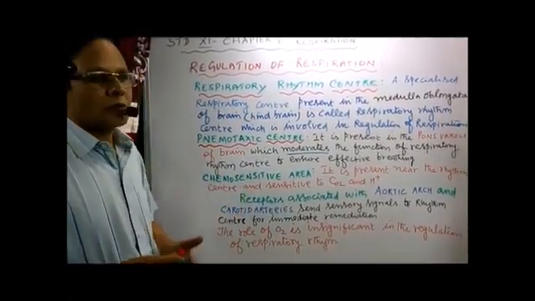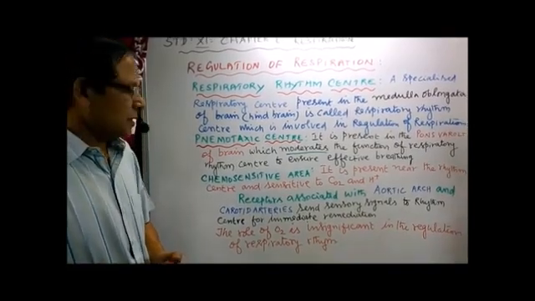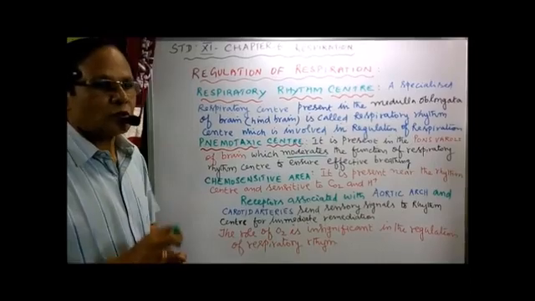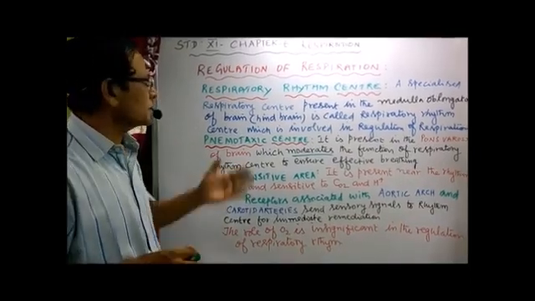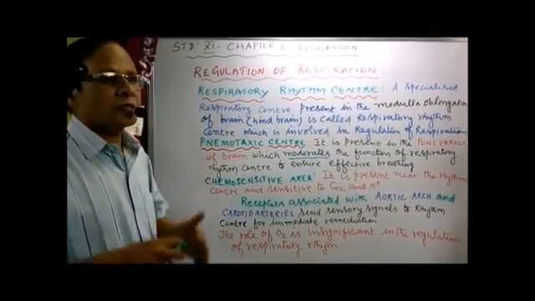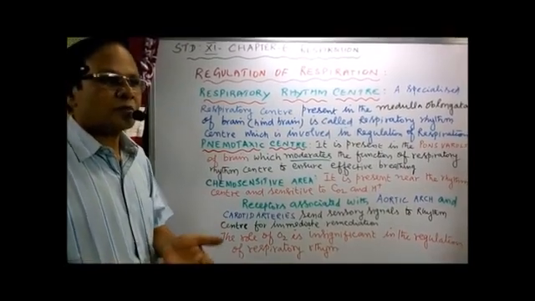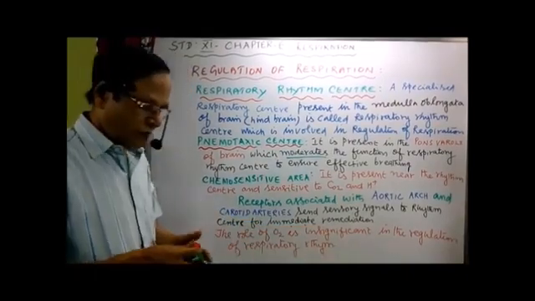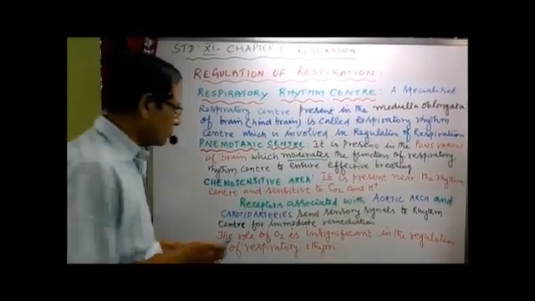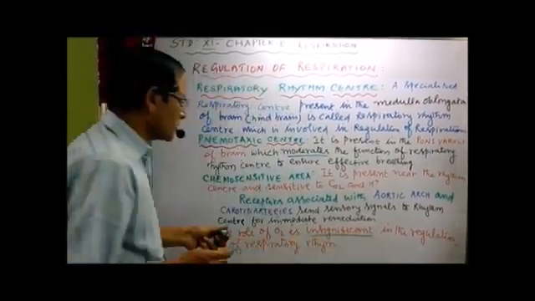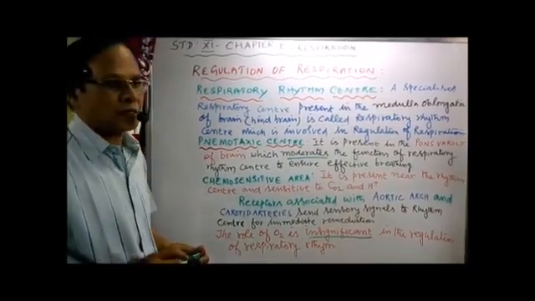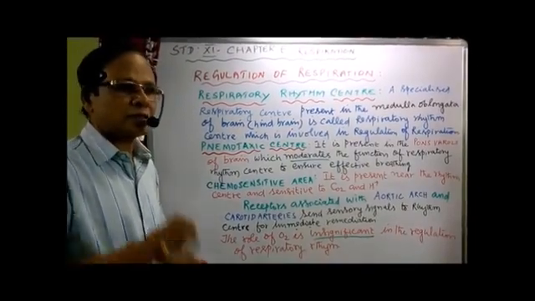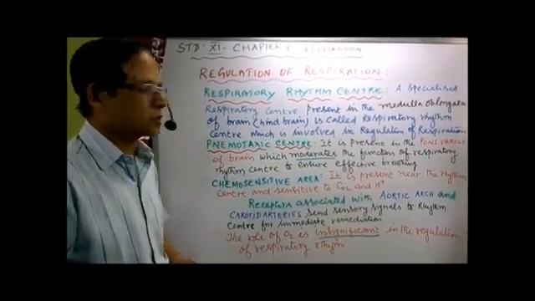Now, the role of oxygen is insignificant in the regulation of respiration. There is no role played by oxygen. The respiratory center is not stimulated by the concentration, or partial pressure, of oxygen. That's why I said the role of oxygen is insignificant. There is no role played by oxygen in the regulation of respiratory rhythm, that is inspiration and expiration. Mainly carbon dioxide and hydrogen ions are responsible for regulating the respiration process.